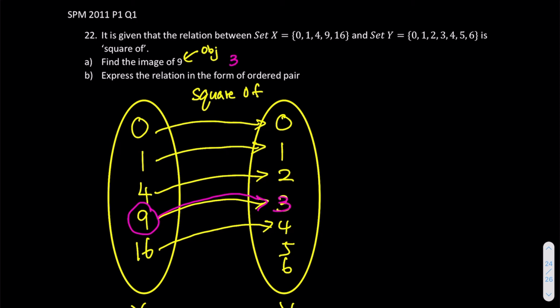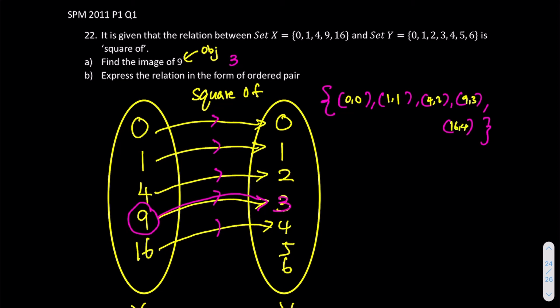Express the relation in terms of ordered pairs. So for ordered pairs again, open up a set and use the coordinate form. How many do we have? 1, 2, 3, 4, and 5. So it means that we have 5 coordinates. Then after that, we close it. So we start to fill it up. The first one is (0, 0), (1, 1), (4, 2), (9, 3), and (16, 4). And that's all for question 22.